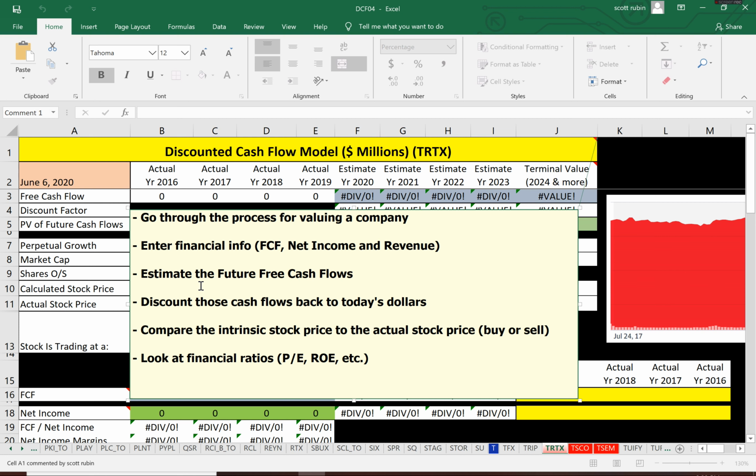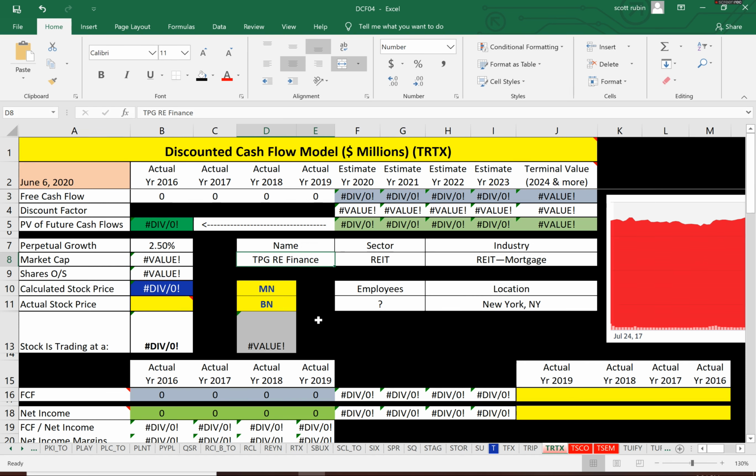And then we're going to discount those cash flows back to today's dollars. So we have to figure out the discount rate to use. And then we're going to compare the intrinsic stock price, the price we're going to calculate, to the actual stock price it's trading at, and see if the stock is a buy or a sell. And then at the end, we're going to look at the financial ratios and compare it to other REITs and see how this company performs.